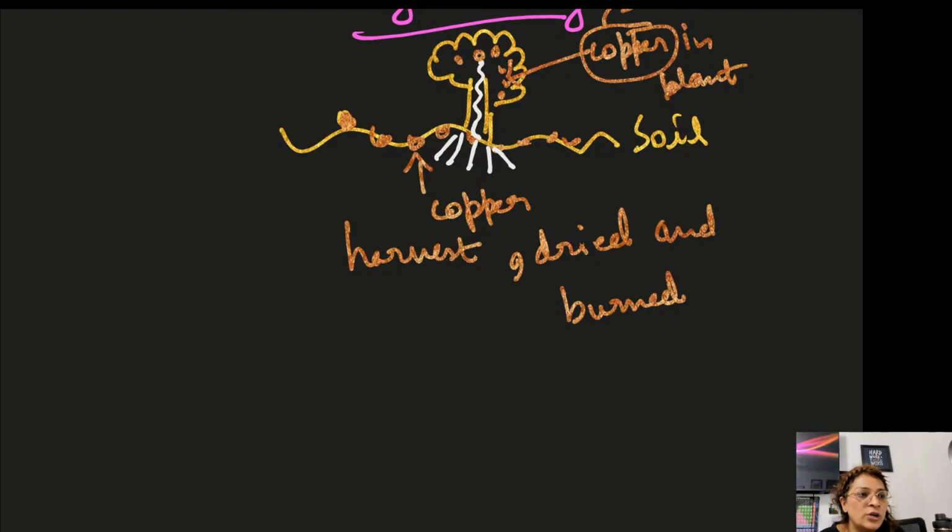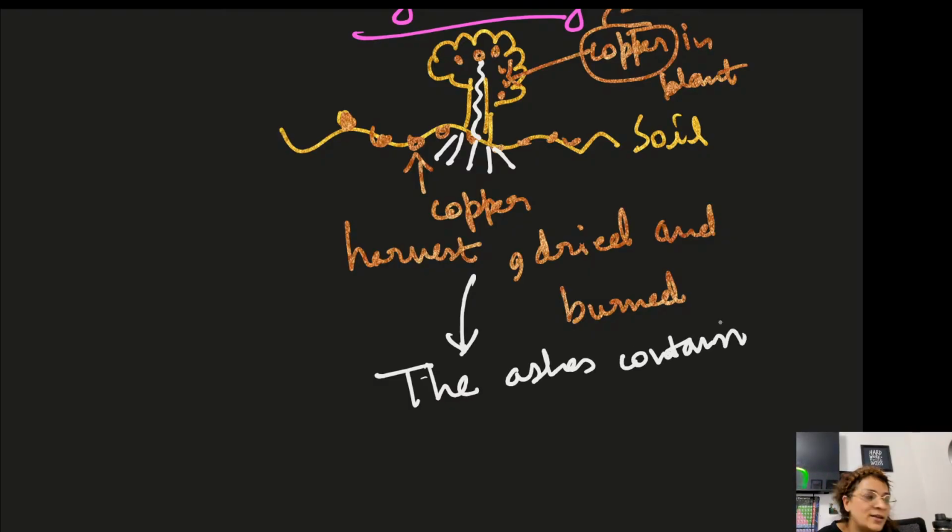No, you will not get the mark. You have to say harvested. Copper left over. Very good. When you burn it, very good. Yeah, correct. The ashes, the ashes contain soluble copper compound. You have to say the word soluble copper compound.